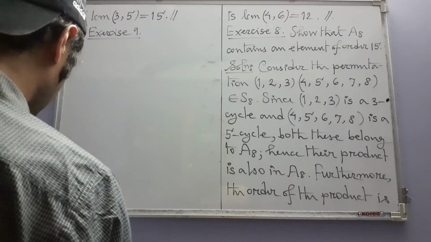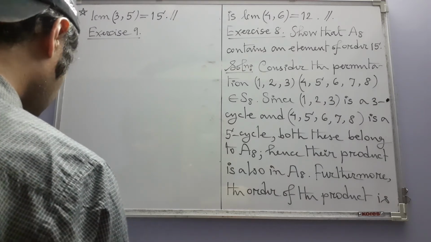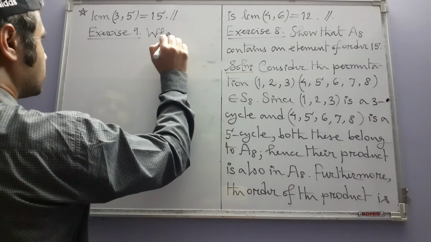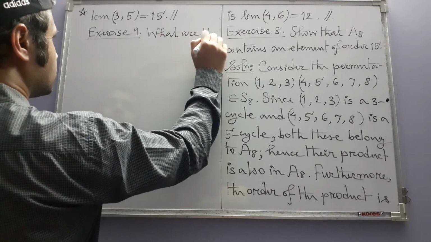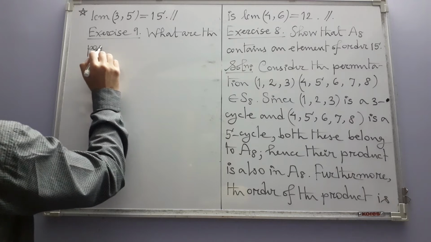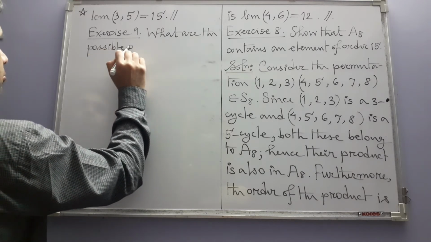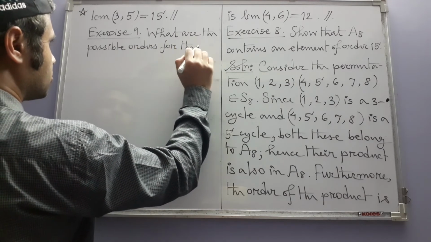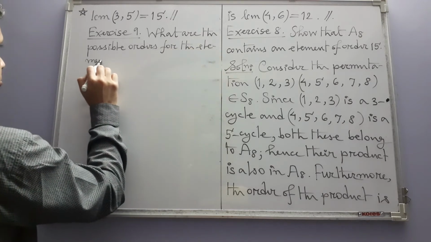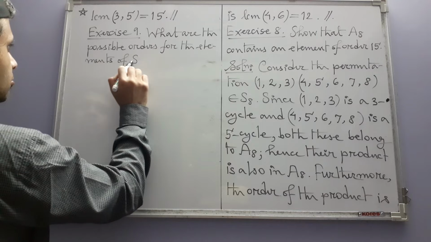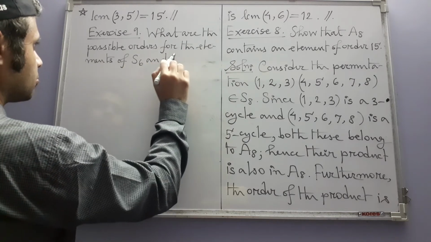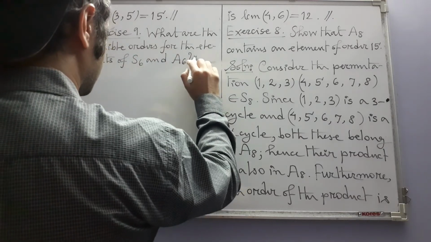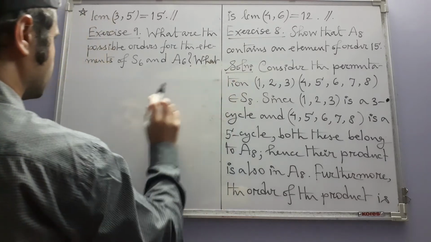What are the possible orders for the elements of S6 and A6? What about A7?